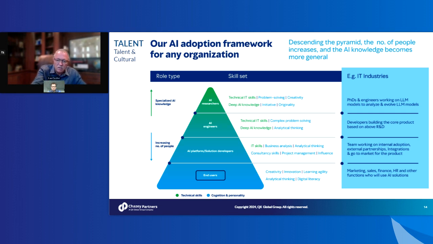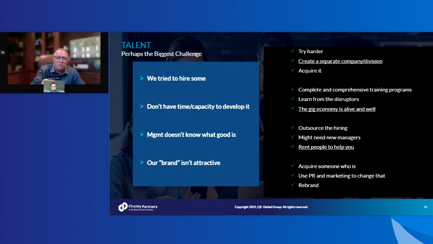You don't have to start with a 100% solution, but here again, we really tried to say, okay, when we talk to folks, what do we hear? Well, we tried to hire some people. All right. Well, we don't have the time. We don't know how to develop it internally. Management doesn't know what good looks like. Our brand isn't attractive for people to come and do AI. Okay, understand. Those are genuine challenges.